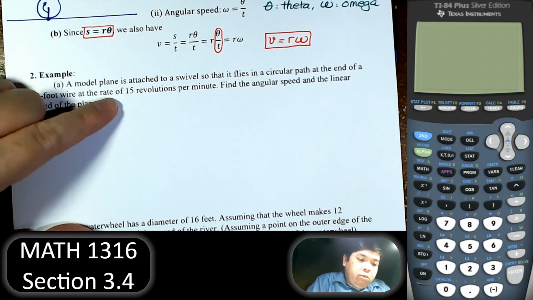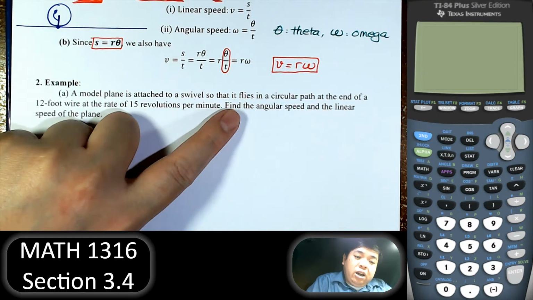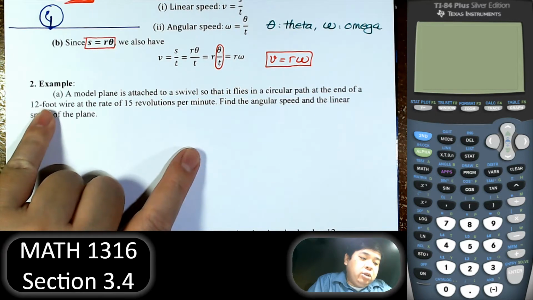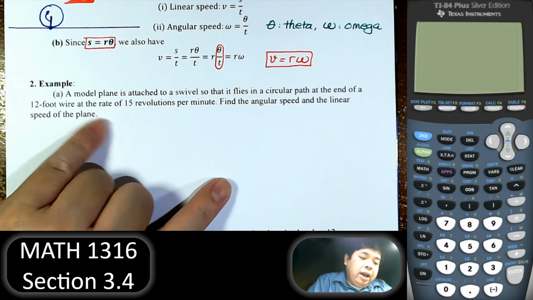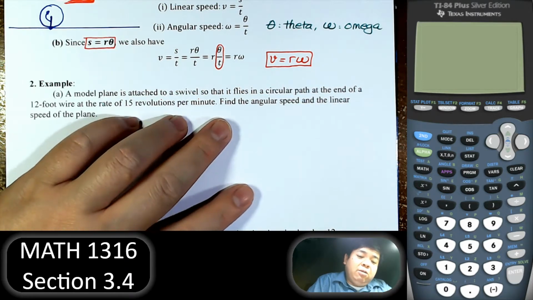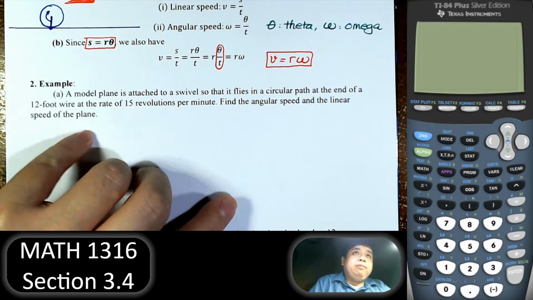A model plane is attached to a swivel so that it flies in a circular path at the end of a 12-foot wire at the rate of 15 revolutions per minute. Find the angular speed and the linear speed of the plane.